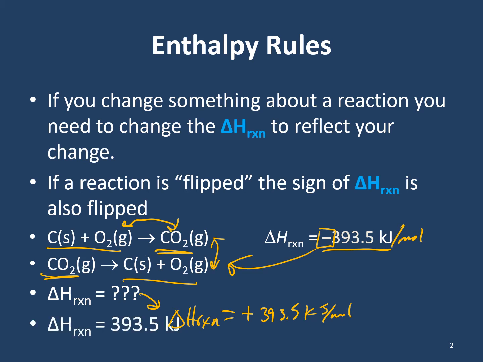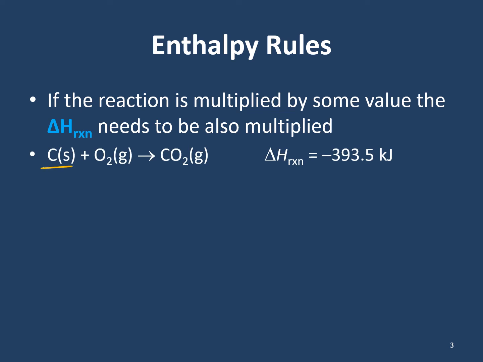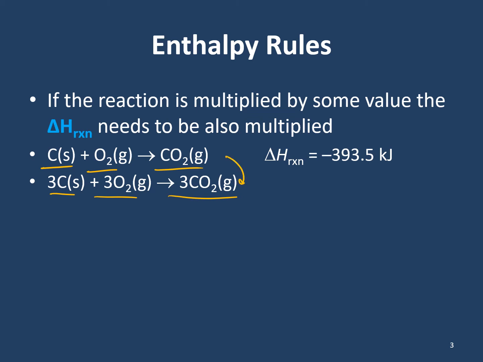All right, so let's look at another rule. If the reaction is multiplied by some value, then we need to also multiply the delta H by that value. For instance, same reaction that we had in the last slide, we have carbon reacting with O2 to give me CO2. What if I wanted the delta H for 3 carbons reacting with 3 O2s to give me 3 CO2s? Well, in this scenario, the difference between these two reactions is the second reaction is times 3 of the first one. This means that to get the delta H of that reaction, I just need to take my negative 393.5 kilojoules and multiply it by 3.